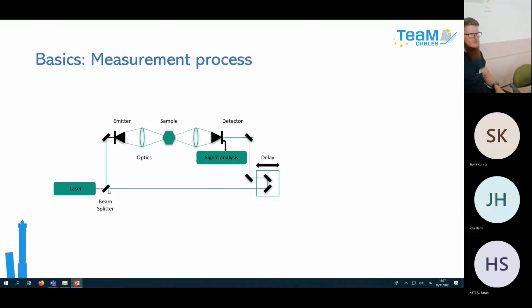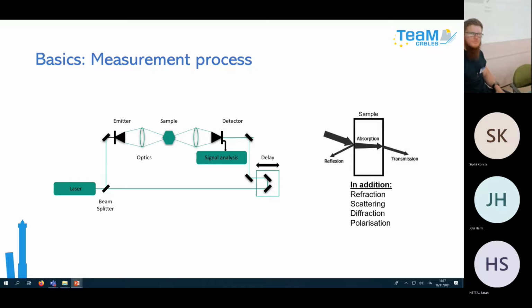The second part of the laser pulse that is sent through the beam splitter moves through a delay line. This is an electromechanical delay line, and this allows us to scan over the sample.